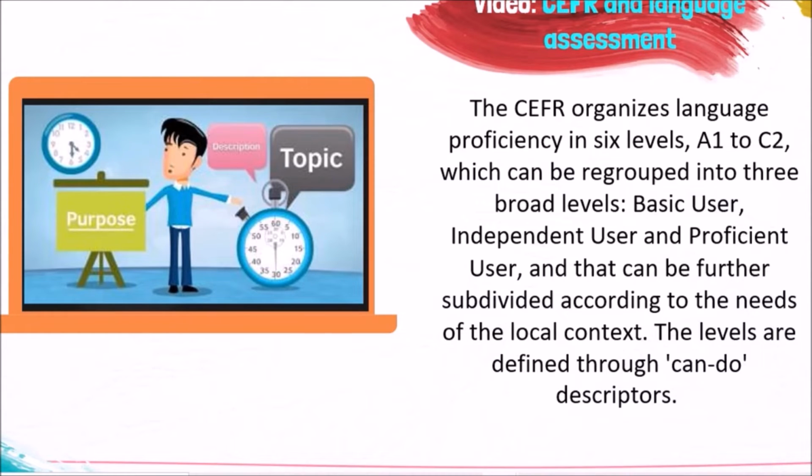So the CEFR organizes language proficiency in 6 levels, A1 to C2, which can be regrouped in 3 broad groups: basic user, independent user, and proficient user. These can be further subdivided according to the needs of the local context. The levels are defined through can-do descriptions. This basically intends to provide a shared basis for reflection and communication among the different partners in this field.